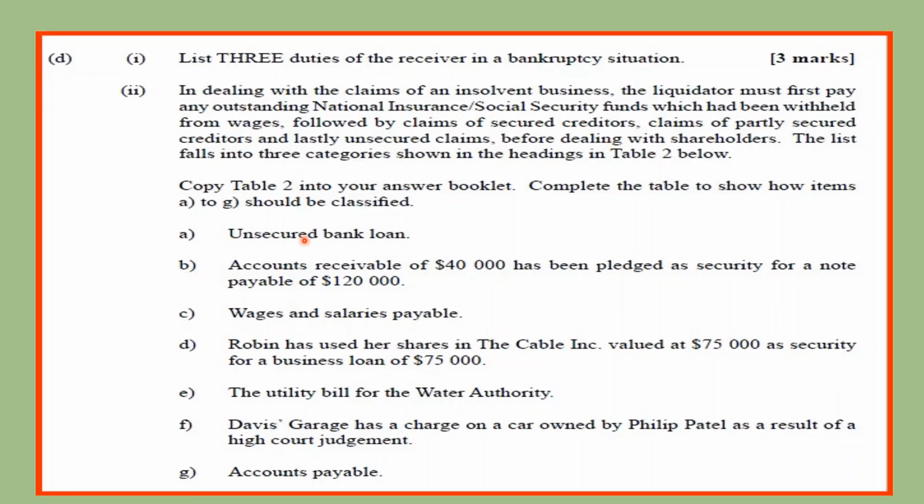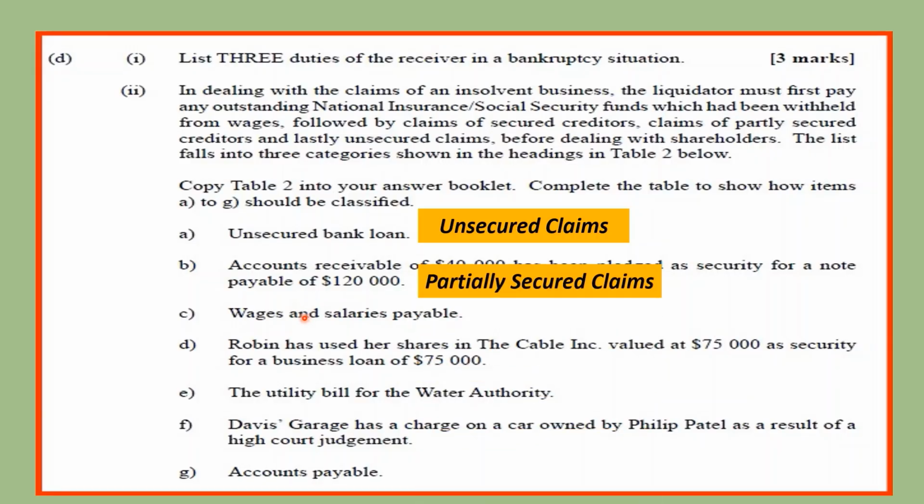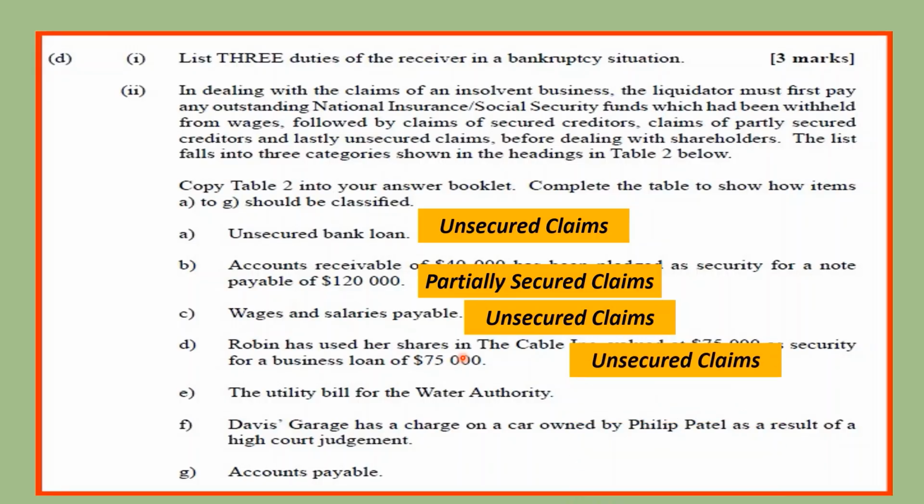Okay, so the A, unsecured bank loan, right? That would be an unsecured claim. There is a clue, a big clue here. Accounts receivable of 40,000 has been pledged as security for a note payable of 120,000. 40 out of 120,000 is secured, so that is a partly secured claim. Wages and salaries payable, unsecured. Robin has used her shares of the cable incorporated value of 75,000 as security for a business loan of 75,000. So Robin must be a shareholder and she takes her share certificate and uses it as security for her own business to get a loan of 75. That has nothing to do with the firm, so it's still an unsecured claim.